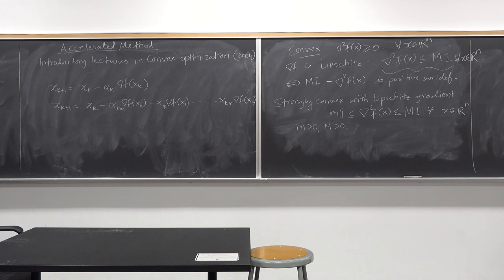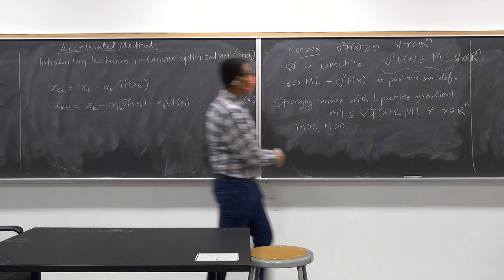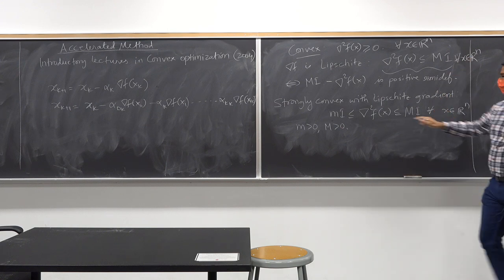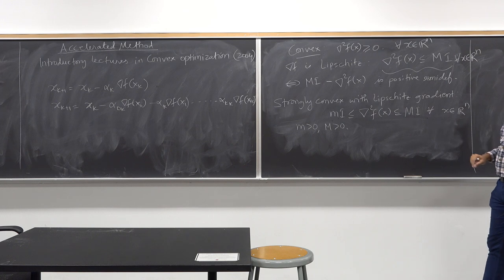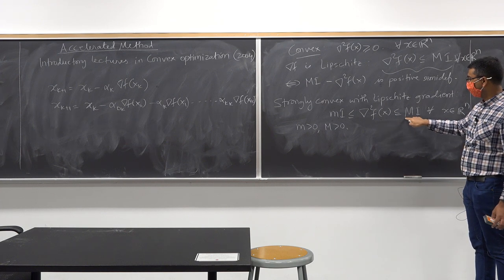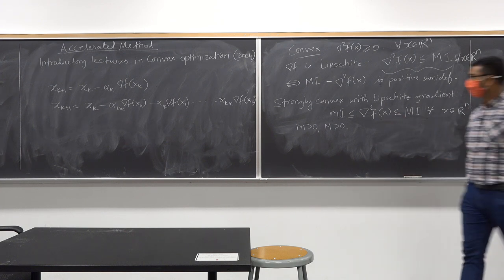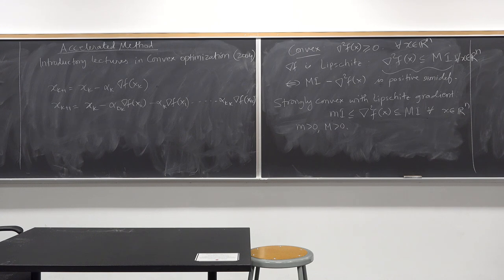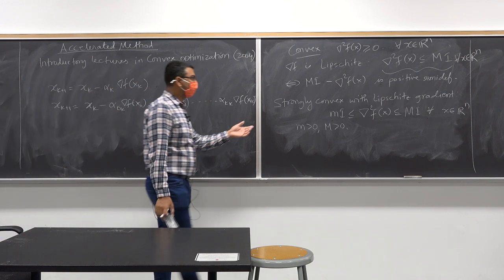Capital M is a scalar, and I is the identity matrix. So I'm just multiplying the identity matrix by a scalar, so you have M along the diagonal. Same thing here, you have small m along the diagonal. When I say that A is less than or equal to B, it just means that B minus A is a positive semi-definite matrix. Any questions so far on the definitions of convex functions and strongly convex functions?